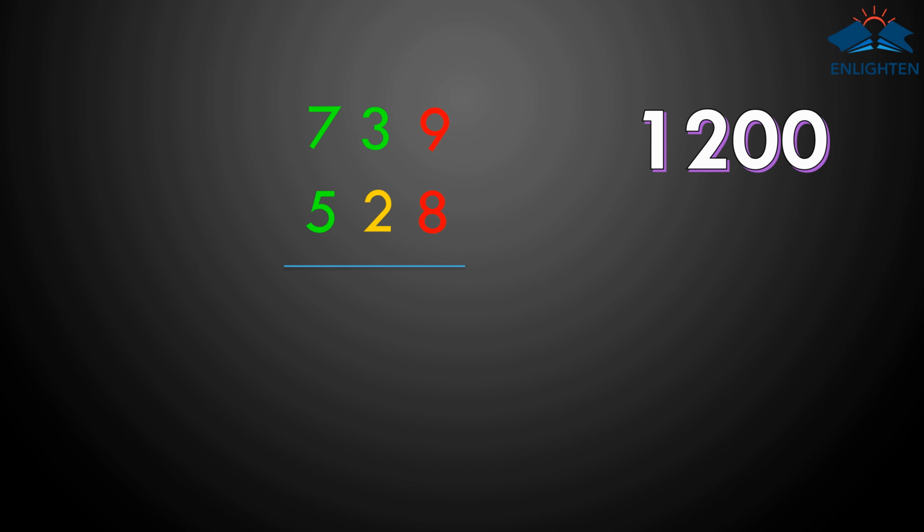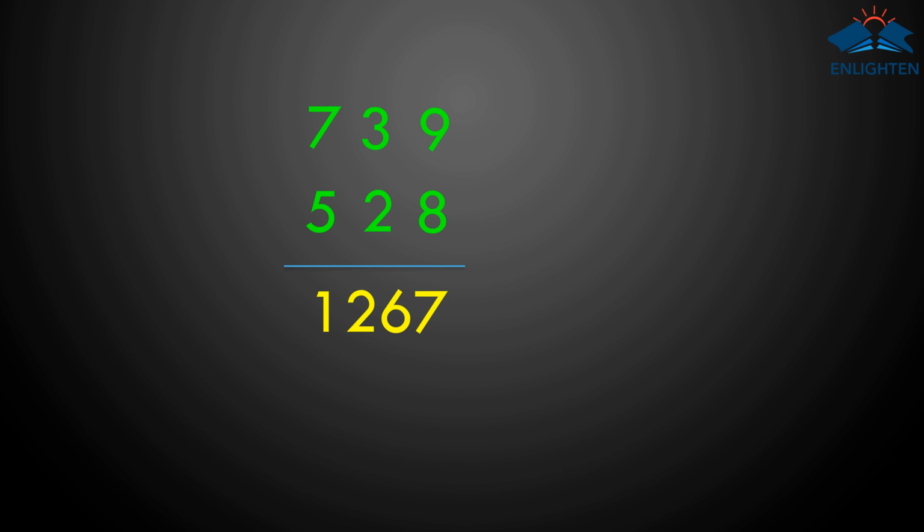Let's do another example. 739, 528. 7 plus 5 equal to 12. So, 1200. 3 plus 2 equal to 5. So, 50. 9 plus 8 equal to 17. 1 carry. So, 50 becomes 60. Then we have 7. Now, 1200 plus 60 plus 7 equal to 1267.